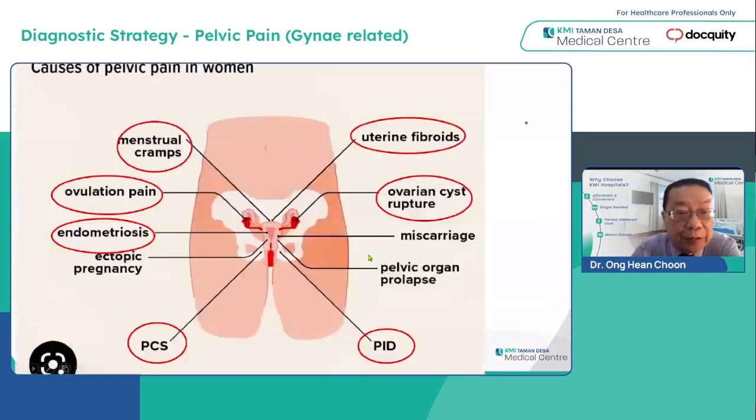So I'll principally concentrate on the gynae issues, namely menstrual cramps, for example, ovulation pain, endometriosis, the pelvic congestion syndrome, uterine fibroids, ovarian cysts and its complications, and also pelvic inflammatory disease. So we will actually concentrate on all these and hope to finish by the time allocated to us.